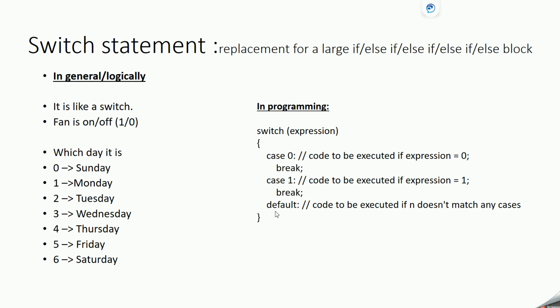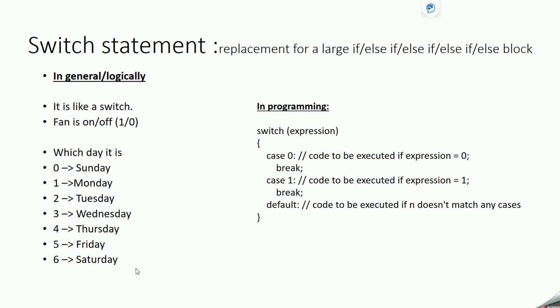There is another extra thing, the default. Suppose the expression value doesn't match any of the case values, in that case we can give some general message like this is invalid or something like that. We use the switch statement when we know the exact values, like in this case we know 0 and 1 are the values, and in the other case 0, 1, 2, 3, 4, 5, 6 are the values.